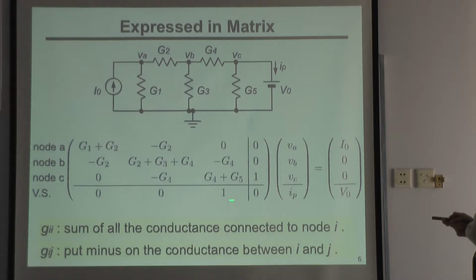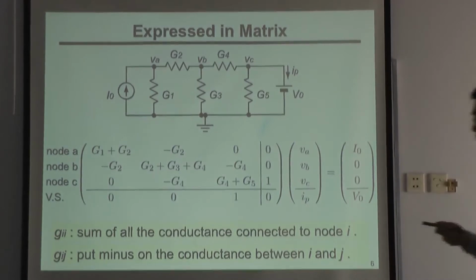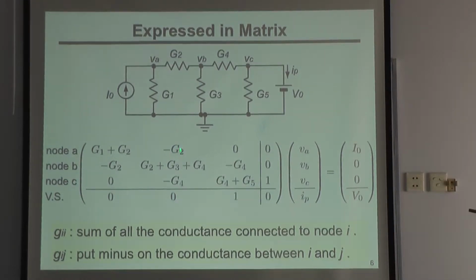And also we have this element and this element, for the voltage source and current source. The off-diagonal elements put a minus on the conductance between i and j. So in this case, between node A and B there is G2, so minus G2. And between node C and node B, this is G4, so we put minus G4.